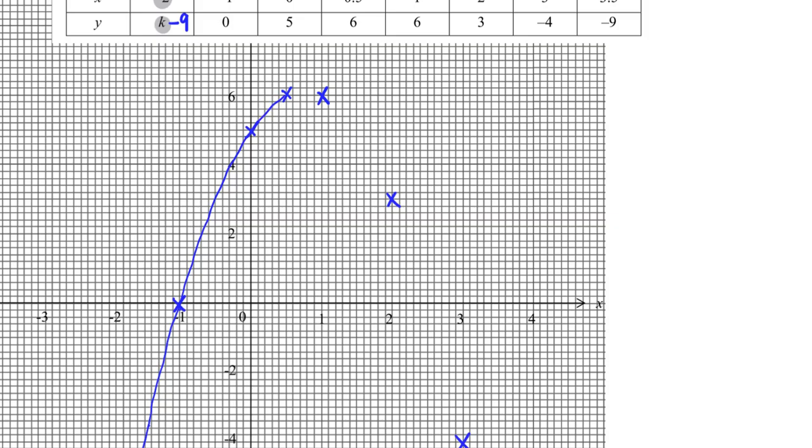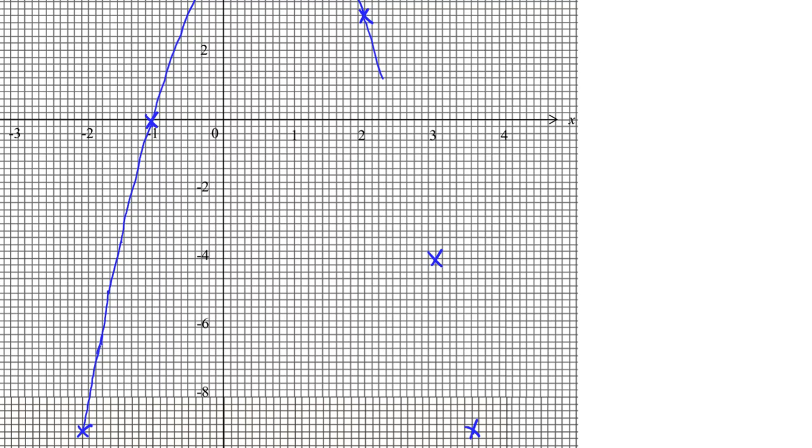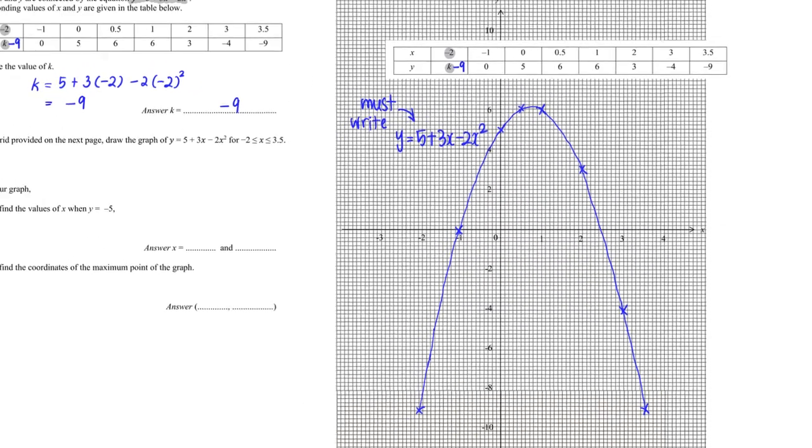At this stage, make sure that it goes up in the middle before it goes down. Okay, that's important. It should not be a straight line, okay? It should be a curve. And let's continue. And continue to connect. And once you have this, you can then write out the equation of the line. So this is something that we must write. And that's for part B.